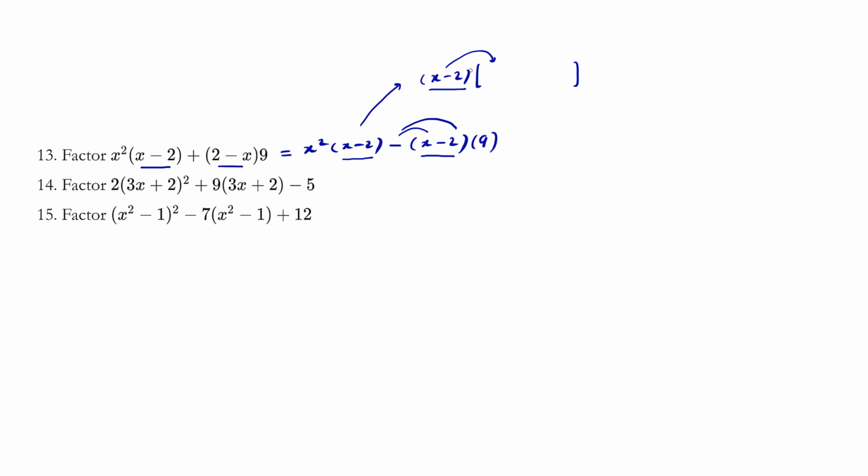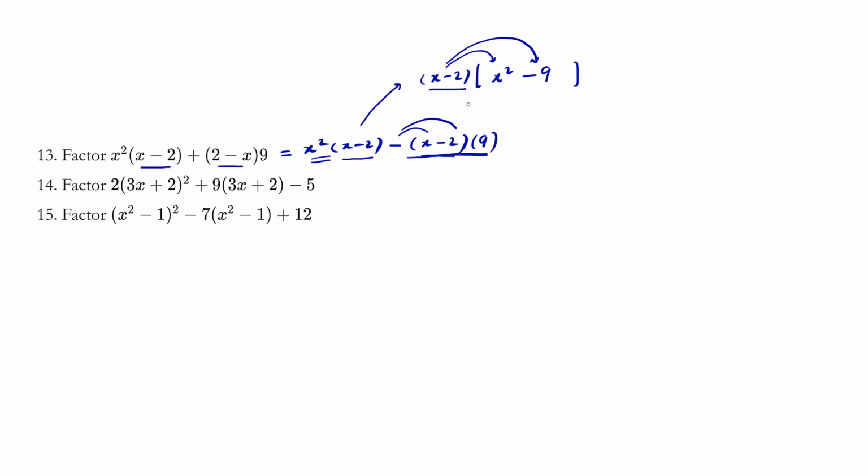This x minus 2 times x squared becomes the first term. And the second term, we're going to multiply by -9, because x minus 2 times -9 becomes this part over here. The -9 makes the term negative. You see a negative sign here. And then we have x minus 2 over here, just simply being multiplied.